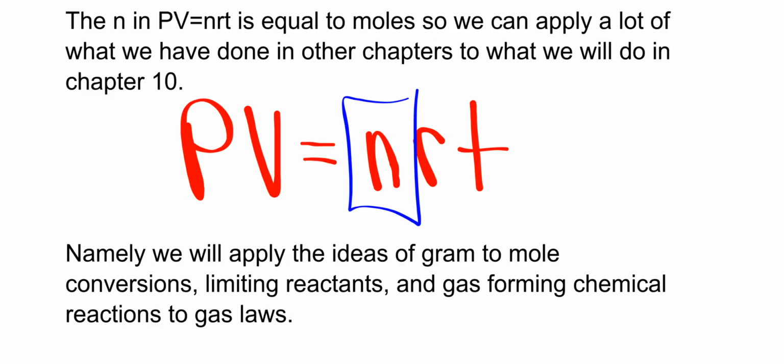The N in PIVNERT is equal to the moles. We've used moles a lot, and as you can read, we can apply a lot of what we have done in other chapters to what we will now do in chapter 10. Namely, we will do these few things. We will apply the ideas of gram to mole conversions. That's the simple part. The idea of limiting reactants, that sort of steps it up. And gas forming chemical reactions to gas laws.